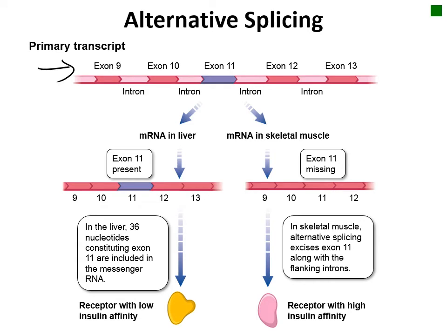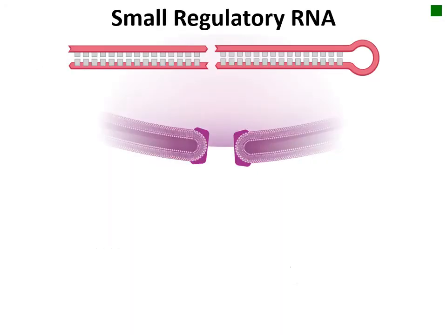This protein is the insulin receptor, which is present on the outside of cells. In liver cells, this receptor has a low affinity for insulin, so it will only bind when concentrations are very high. But the version produced in skeletal muscle is a high affinity version, so it can bind insulin even at low levels in the body. This difference allows muscle cells to better absorb glucose, which they need for cellular respiration.